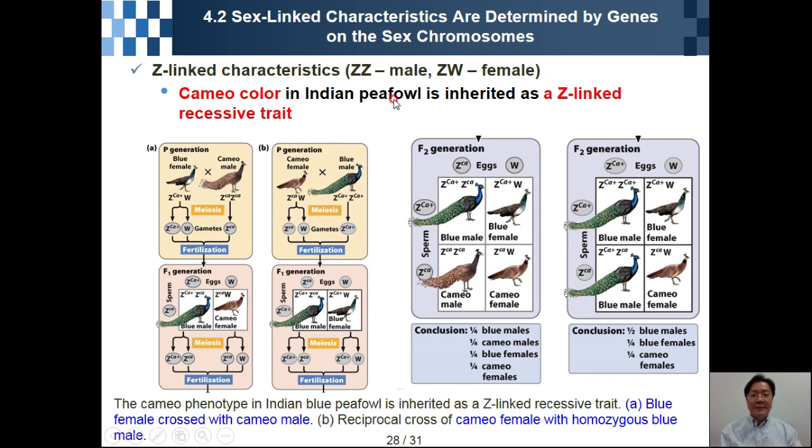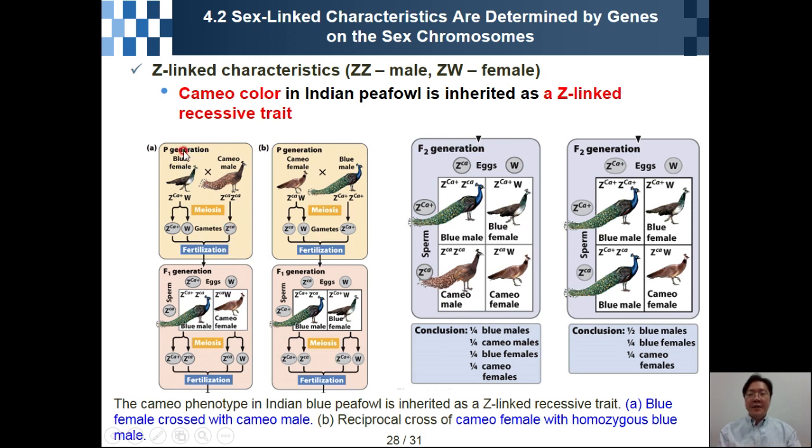Camel color is inherited as a Z-linked recessive trait. This is a recessive trait because most of the Indian people are blue color, like this, blue. But some of them, nearly less than 10%, will show the camel color. It means that camel color is a recessive trait. Okay, so the first case is this one.